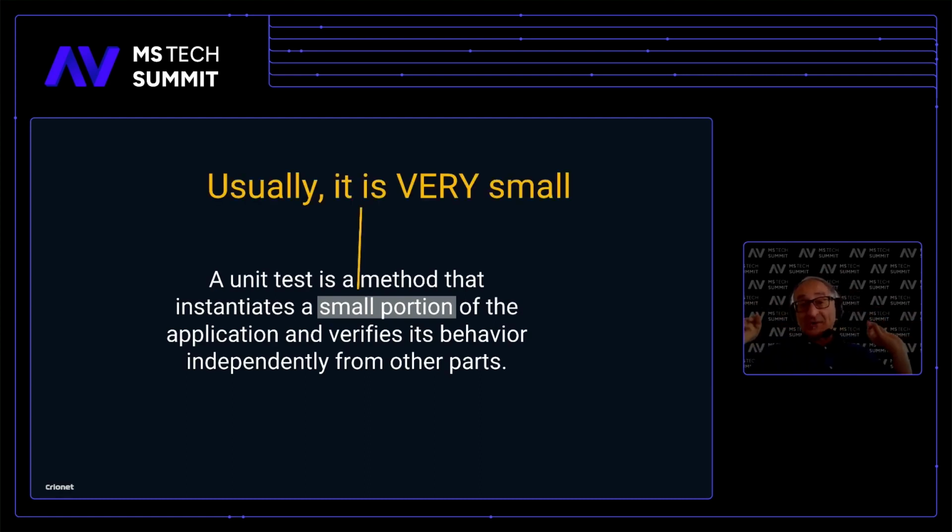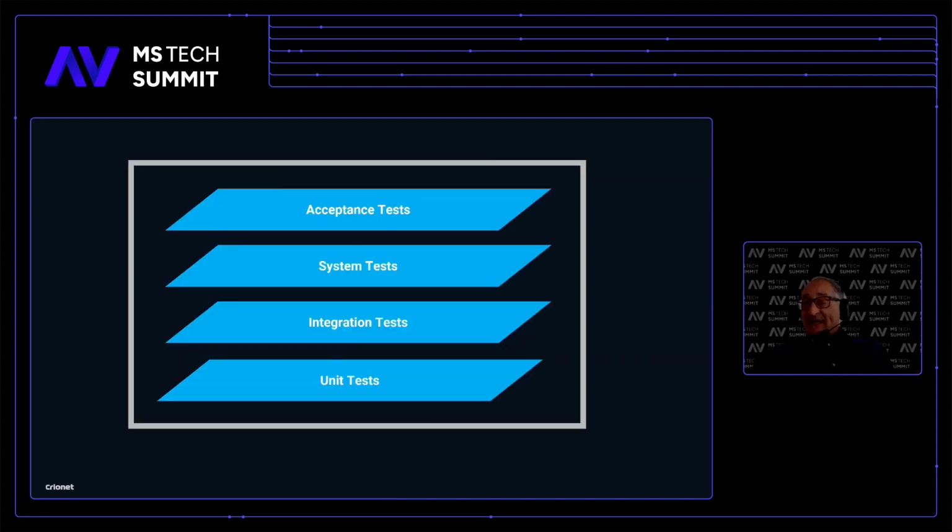Small portion usually means very small. So one method in one class, and per method you must ideally try several ways to call it: with nulls, in a way that throws exceptions, with random parameters, with right and wrong parameters, and see how it reacts.